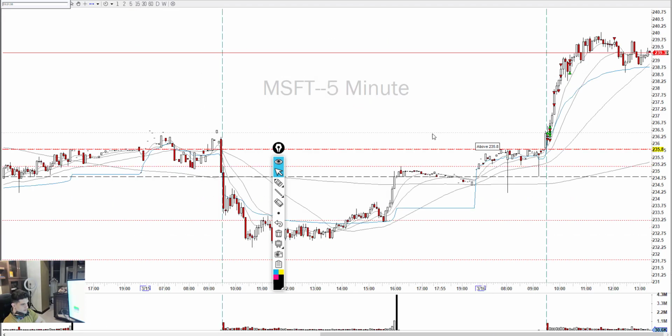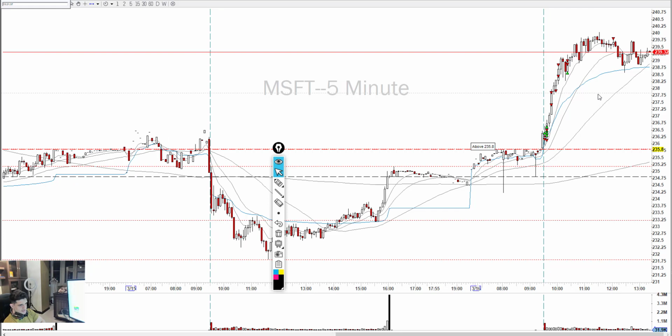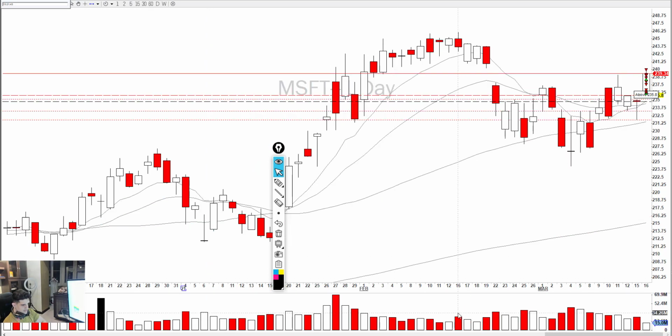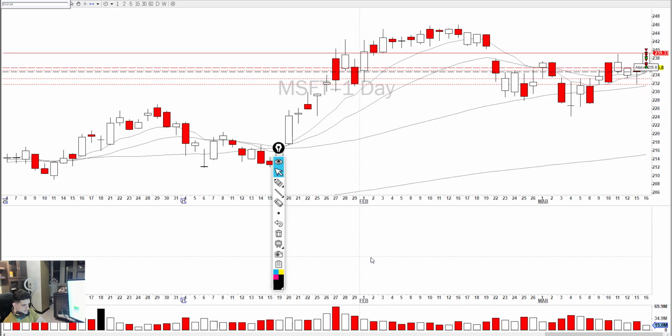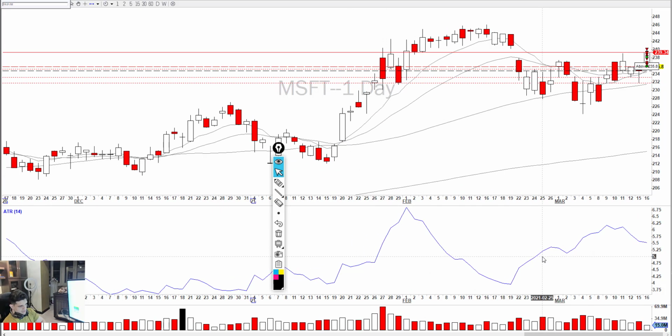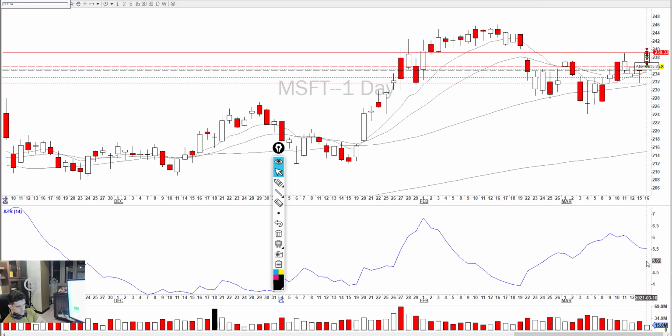So this is the 5-minute chart, guys, and you can see that I exit the rest of my position at 239.70. Why did I do that? I did that because of the daily chart. The daily chart, let me show you that. We need the average true range, and especially when trend trading, you need to check the average true range. On the daily chart, you can see that the average true range on this thing is somewhere around $5.